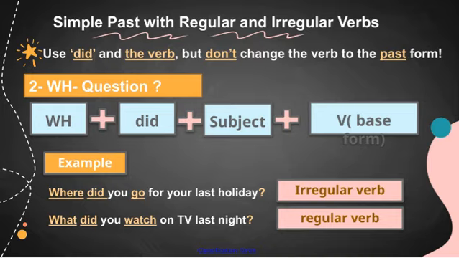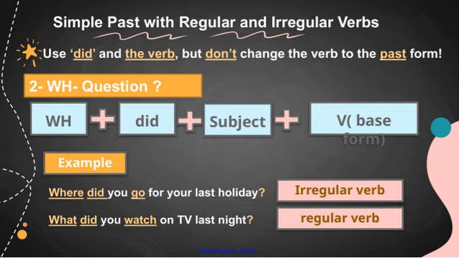Now let's take a closer look at how we form questions in the past tense, specifically using WH questions. When you're asking about actions that happened in the past, you often start with words like what, where, or when. These are called WH question words. For example, if you want to ask someone about what they watched on TV last night, you'd say, "What did you watch on TV last night?" Notice that even though we're talking about the past, we use did to help form the question, and the main verb, watch, stays in its base form. Similarly, if you want to ask about a holiday, you'd say, "Where did you go for your last holiday?"